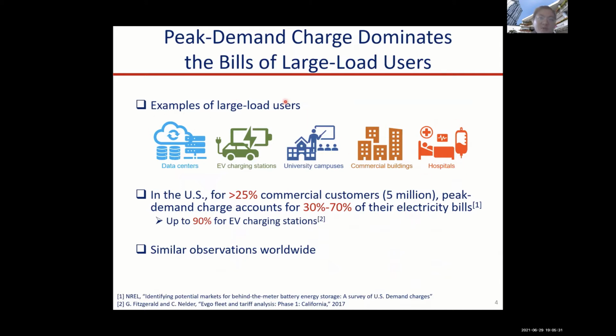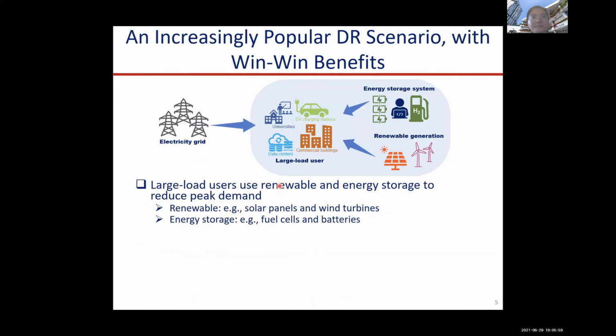There are some examples of large load users like data centers and EV charging stations. In the United States, for over 1/4 of commercial customers, the peak demand charge accounts for 30 to 70% of the electricity bills. Particularly for EV charging stations, the portion of peak demand charge in a bill can be up to 90%. We also observe similar phenomena in other places of the world.